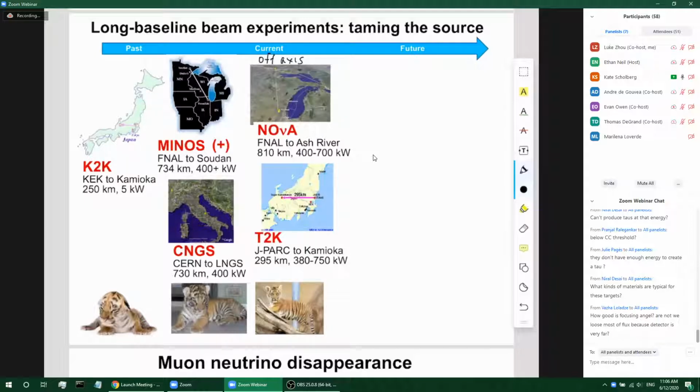And then T2K is a new beam from J-PARC, which is close to Tokyo, but it's not the same location as KEK. And 300 kilometers to Super-K, again the far detector Super-K, and it's a similar power class of beam.